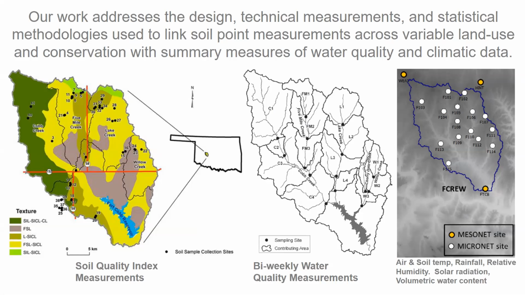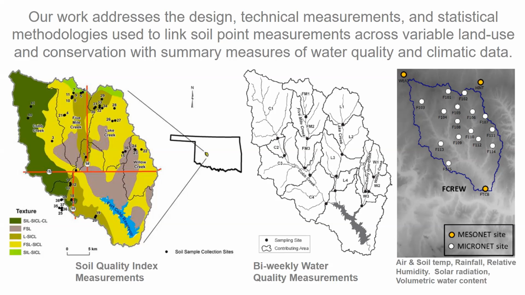At each of these points, we took, or an individual took, soil quality measures that were used to create an index. That data can then be coupled, it hasn't yet, with bi-weekly water quality measurements taken at adjacent locations, just adjacent to the soil samples. That's the black dots in the white map. And then in addition, climatic data can be overlaid and correlated with this information.